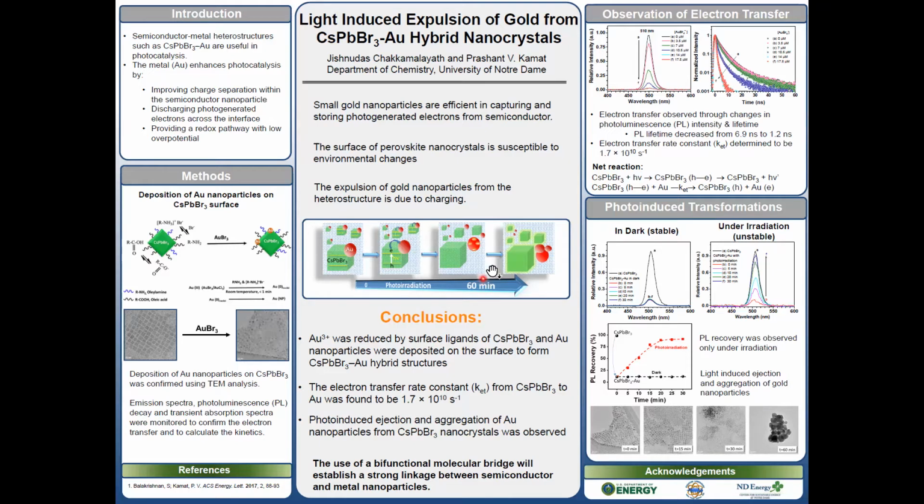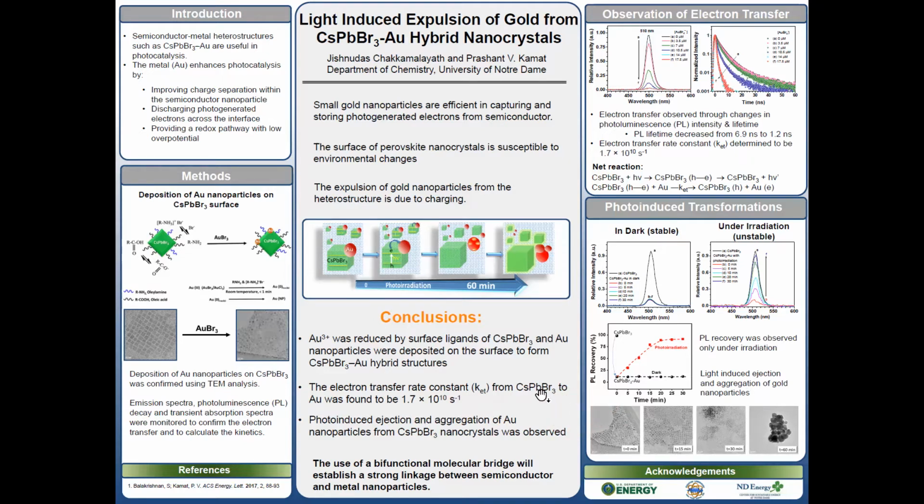To conclude, a stable design of the perovskite metal heterostructure still remains a challenge. The gold nanocrystals formed from the reduction by the oleylamine ligand are loosely bound on the semiconductor surface because the surface is dynamic in nature. The Au3+ was reduced by the surface ligands of the cesium lead bromide, and the gold nanoparticle was deposited on the surface. The photoluminescence intensity and lifetime decreased as electron transfer led to a non-radiative pathway, and the transfer rate was found to be around 1.7 times 10 to the power 10 second inverse. These non-plasmonic nanoparticles become charged and get expelled due to steady state radiation.